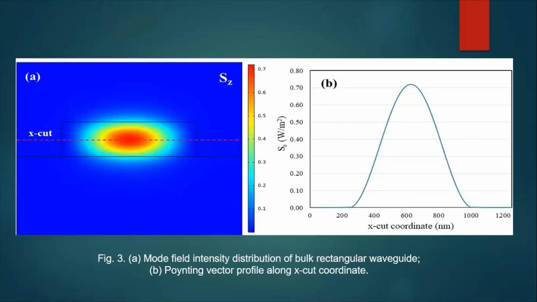Moreover, by taking the product of Ex and Hy, we can find the mode field intensity distribution of a bulk rectangular waveguide, which has been displayed on the left-hand side of the screen. Here you will see that the intensity is high at the center of the waveguide, which also happens to be the desired region.